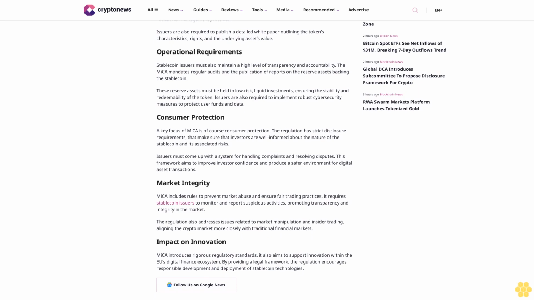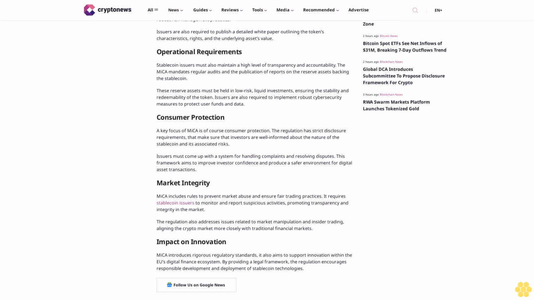Consumer protection. A key focus of MiCA is, of course, consumer protection. The regulation has strict disclosure requirements that make sure that investors are well informed about the nature of the stablecoin and its associated risks. Issuers must come up with a system for handling complaints and resolving disputes. This framework aims to improve investor confidence and produce a safer environment for digital asset transactions.